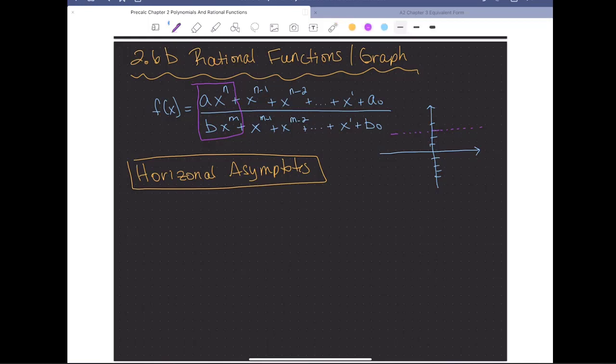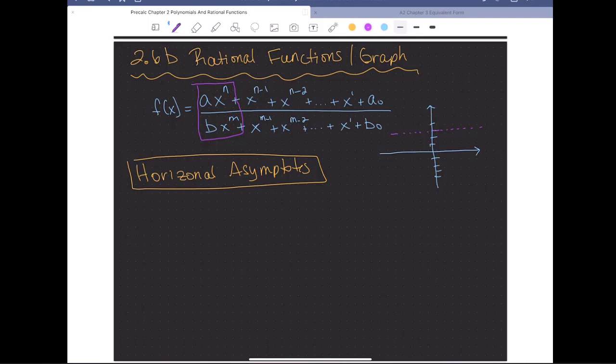So numerator and denominator, we know those, right? This is my numerator, and this one is my denominator. And we're going to be looking at the degrees, so we're going to be looking at this n and this m. There are 3 different cases we need to look at.